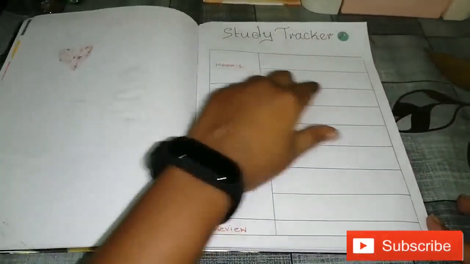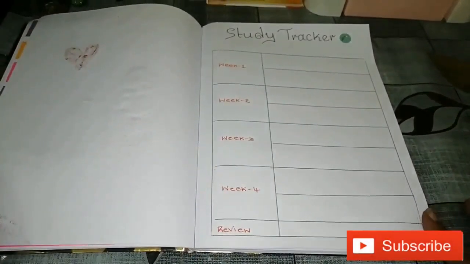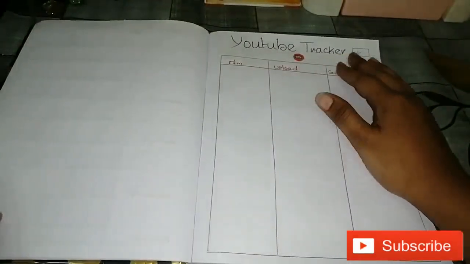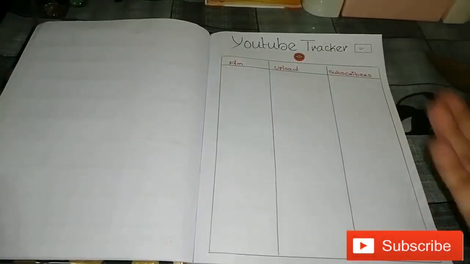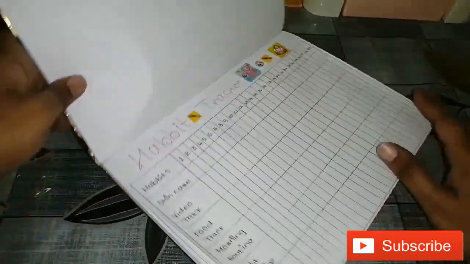And on the next page, I set up my study tracker. That is week 1, week 2, week 3, week 4 and review of the month. Here I just list out what I studied that week. And next is the YouTube tracker. Here you can place your professional tracker. Here I wrote film, upload, subscriber, same as previous month, how I did it.